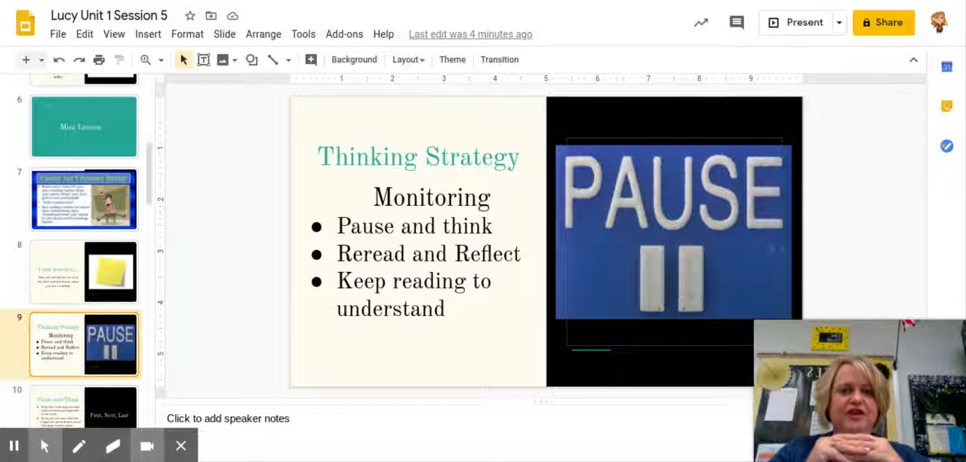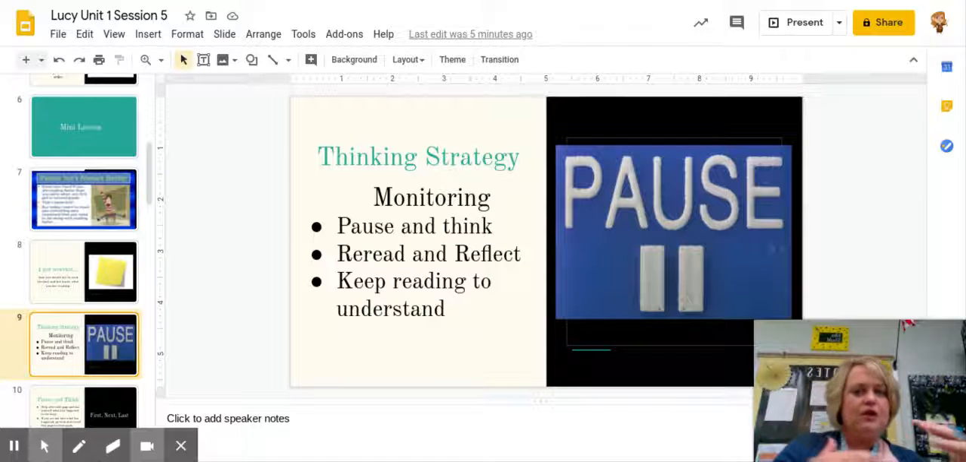One of the thinking strategies is called monitoring. Monitoring is when I pause and I think for just a minute, who is in the story? What is happening? Where are they? All of those things that we started to learn this week. Also, monitoring means that you might reread and reflect. So if you have stopped at the end of a 2-page book and you're asking yourself what just happened and you're like, I have no idea, then good readers reread. They go back, they look at the pictures, they reread, and they're like, okay, now I'm focused. I know who the characters are. I know what's happening.